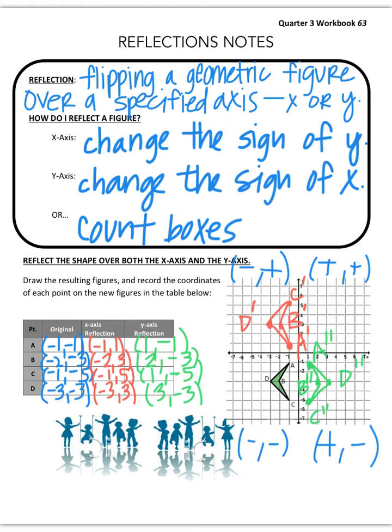So again, I mentioned you could also count your boxes. So look, if we reflect across the y, A was 1 unit away from the y-axis, so therefore it'd be 1 unit away over here on this side. B was 2 units away, so 2 units away over here. So those are 2 different options for you.